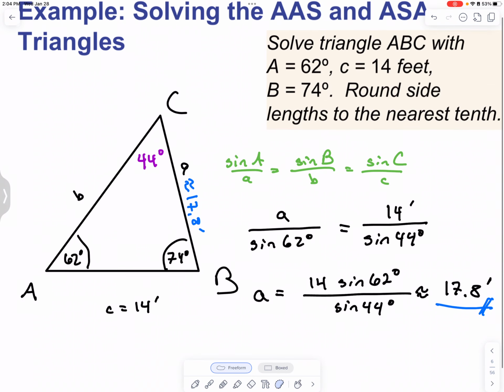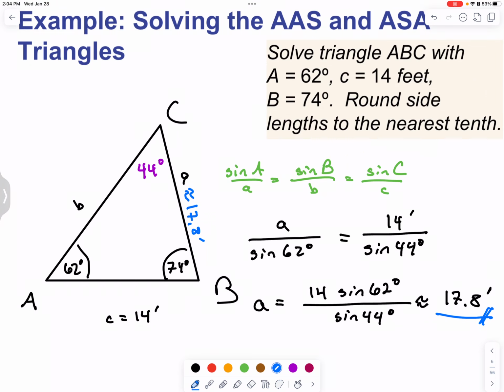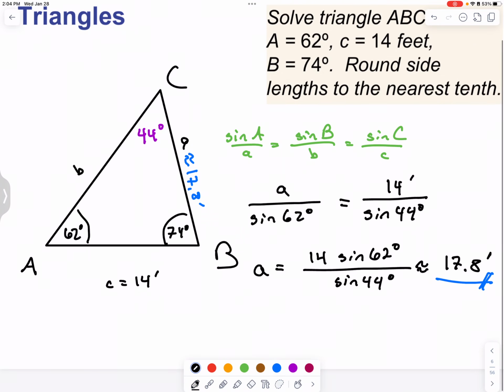Okay, so we got that for side A. And it was basically a similar thing for side B. We're going to have B over sine of B equals 14 over sine of C. So then long story short, it's done in a similar fashion. I'm just running out of space. So B should be 14 times the sine of angle B, so the sine of 74 degrees over the sine of 44.